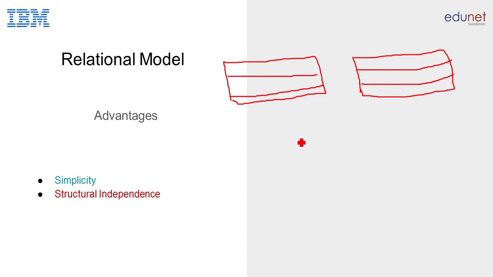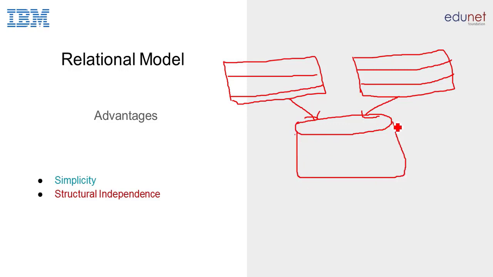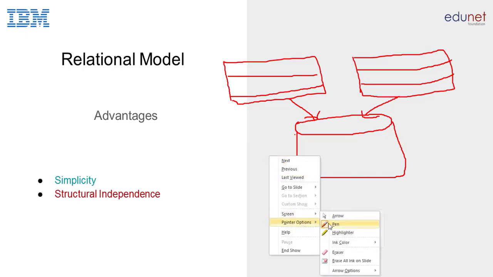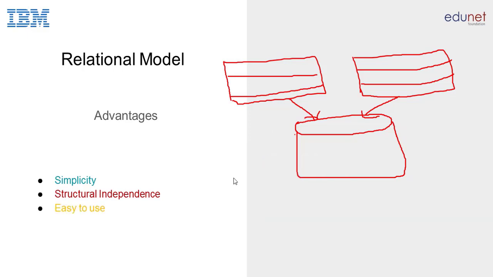And structural independence means if you have a set of databases, and each database has different tables, that is called structural independence.